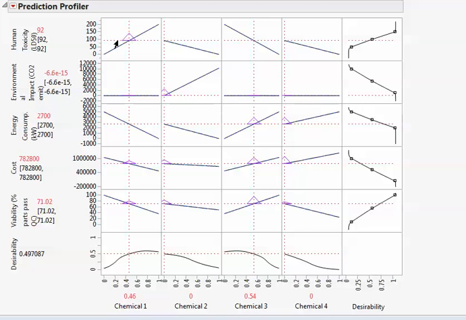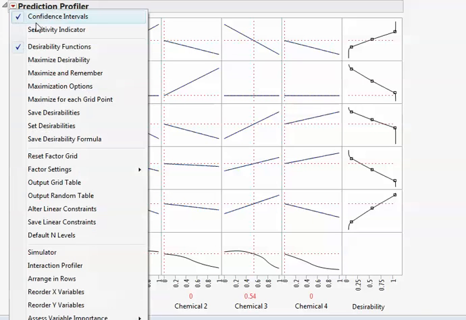These purple triangles describe the slope, how steep the slope is, or how responsive this particular output is to this particular input here. For example, this one says that the energy consumption goes up with chemical 3. It actually seems to go down with chemical 2. So we look at that. Those are called sensitivity indicators. We can turn those off or on.